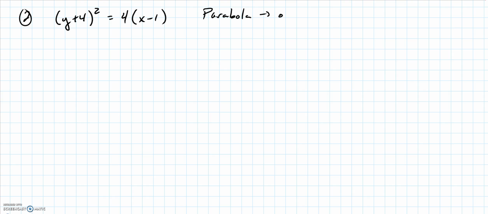Number 2, this time we're going to graph (y plus 4) squared is equal to 4 times (x minus 1). It's a parabola, and since it's a y squared, it's going to open horizontally. Because this is a positive 4, it opens to the right. So we're going to get something that looks like this when we're all done.